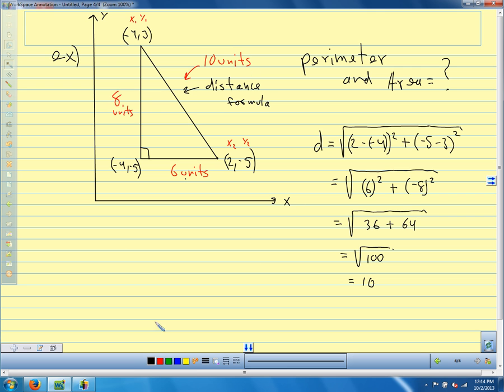So now we can figure out a perimeter. Just add up all the sides. 8 plus 10 is 18, plus 6 is 24. And our area, base times height divided by 2. What's our base of this triangle? 6. The height, 8 divided by 2, and I get 24 units squared.